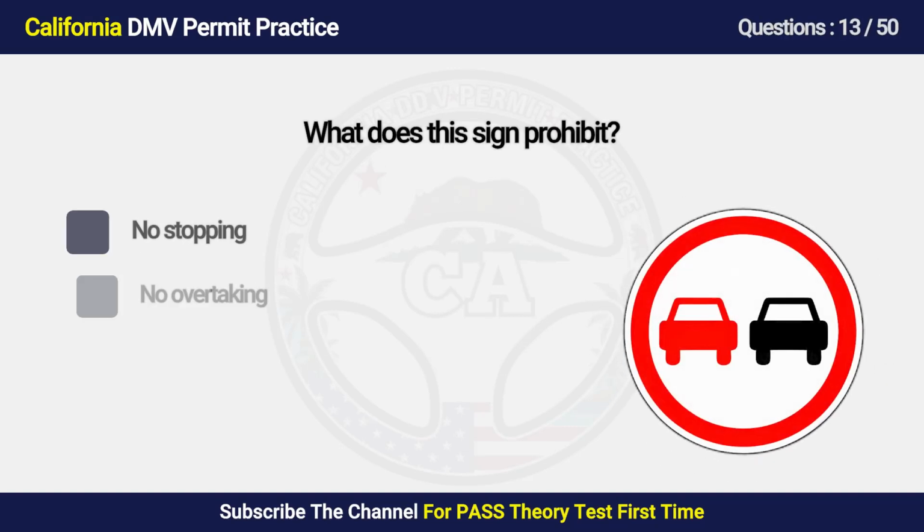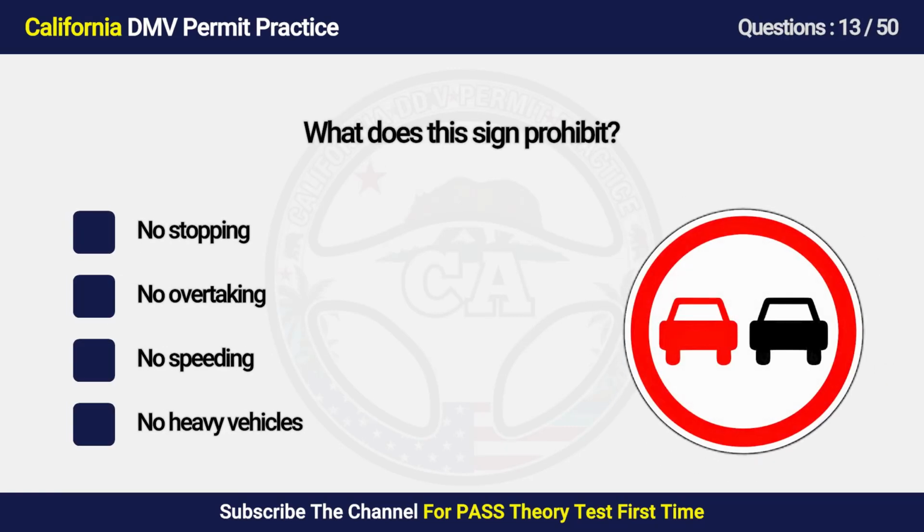Question 13. What does this sign prohibit? A. No stopping. B. No overtaking. C. No speeding. D. No heavy vehicles.